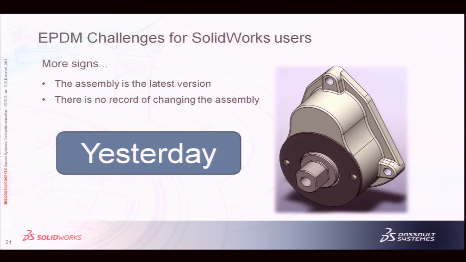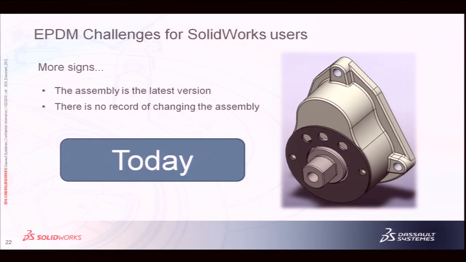So if you see something like, yesterday it looked like this, today it looks like this, and the version of the assembly didn't change, so how could the assembly look different? It's Rev A in both cases. Well, if you open it in SolidWorks, it rebuilds in SolidWorks, and therefore it can change based on the parts that you have in your cache.